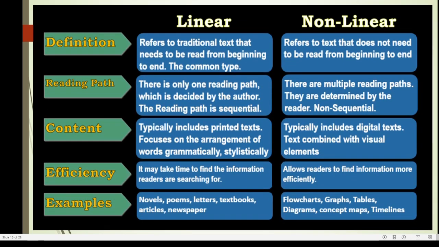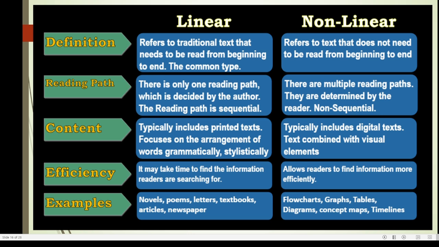And now to sum up the main differences of a linear and non-linear text, here are some key points to remember. By definition, class, a linear text refers to a traditional one that needs to be read from beginning to end. That is the common type. While the non-linear text refers to text that does not need to be read from beginning to end. The reading path of a linear text is sequential, while non-linear is non-sequential.